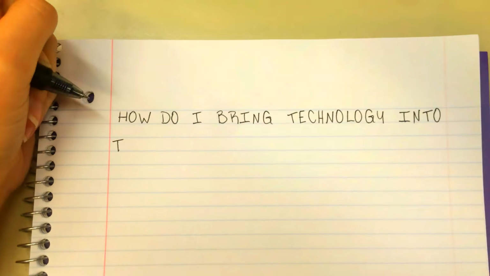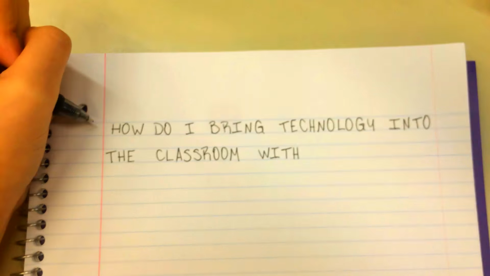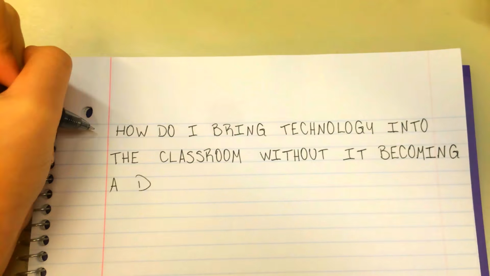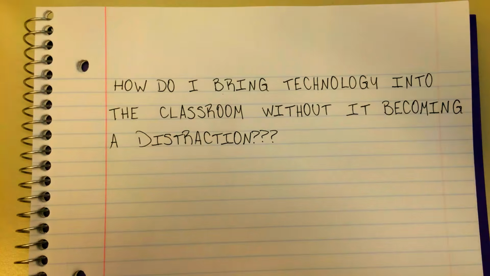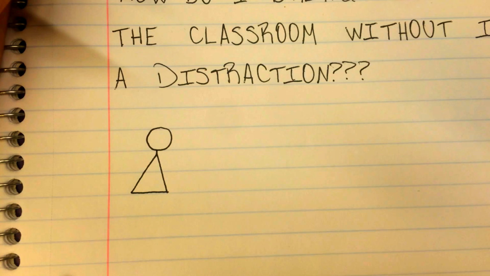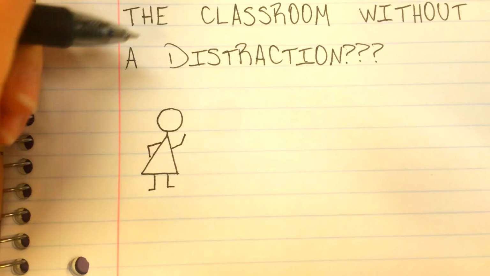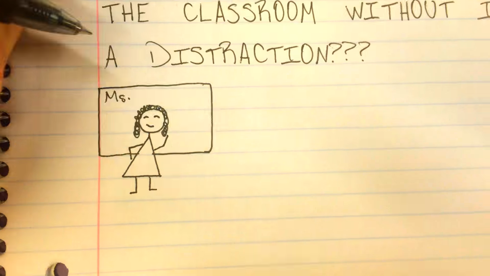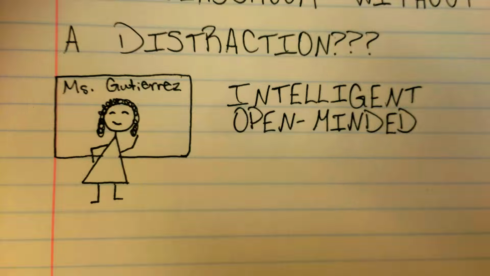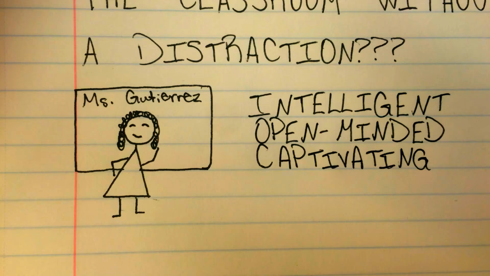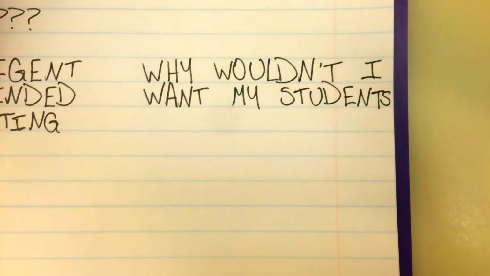So the question that's bugged me since the beginning of this course is, how do I bring technology into the classroom without it becoming a distraction? See, my hope is to be an English teacher, and I hope to be a teacher who is intelligent, open-minded, and captivating. Captivating because why wouldn't I want my students to be interested in what I'm saying?